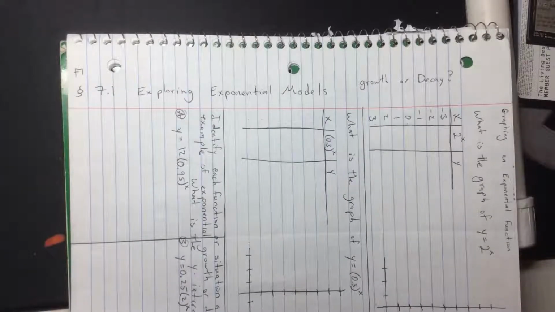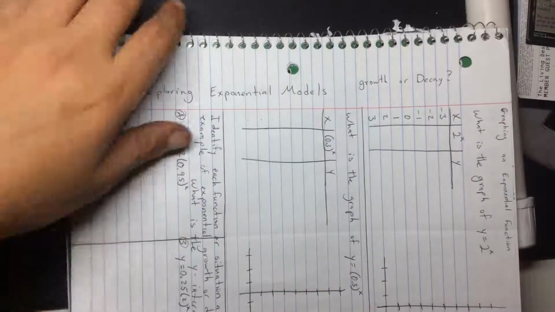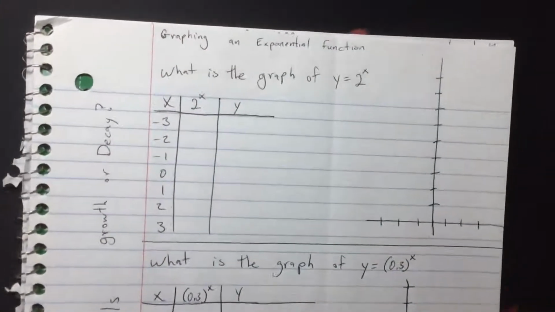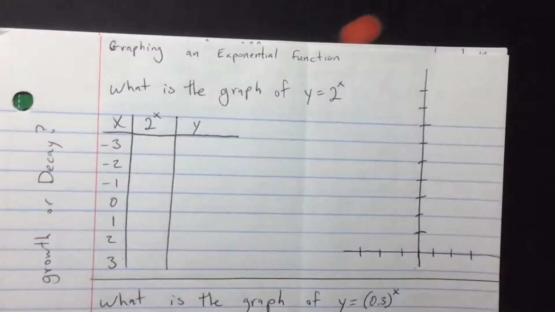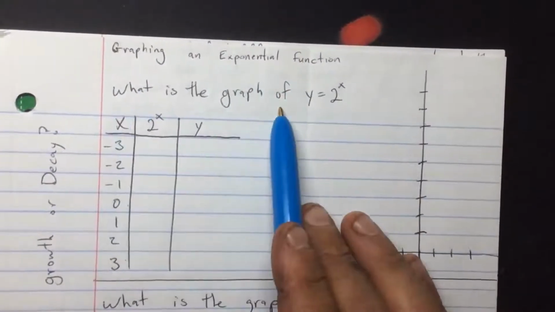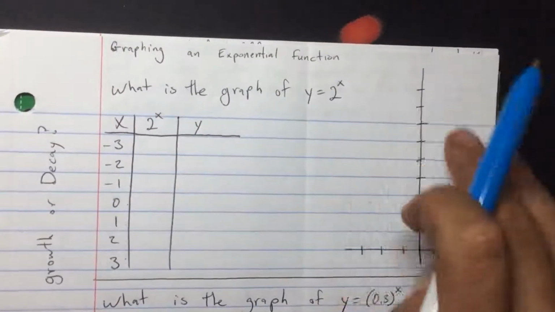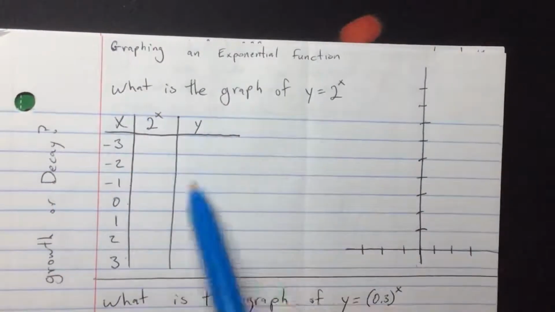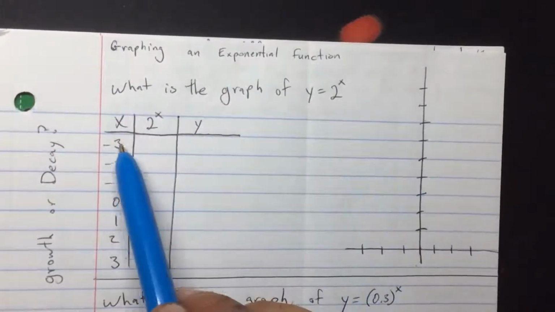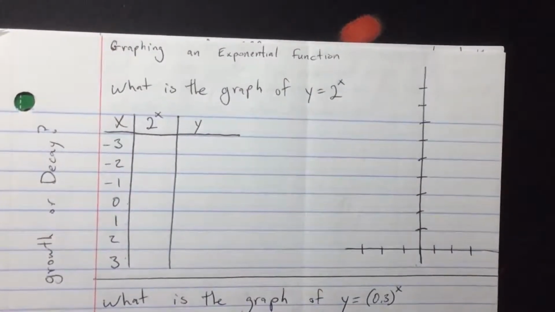This is foldable number 1 for section 7.1, exploring exponential models, and we're going to look at either growth or decay for this one. Alright, this one here, we're going to zoom in a little bit. So we've got graphing an exponential function. What is the graph of y is equal to 2 to the power of x? We set up a table and we set up our graph. So we're basically just going to be plugging in these numbers into this equation and seeing what we get.